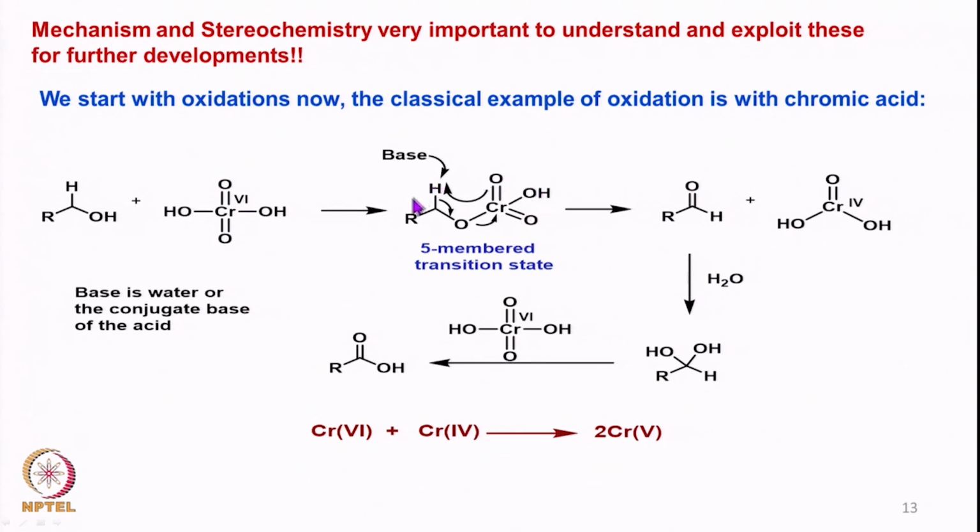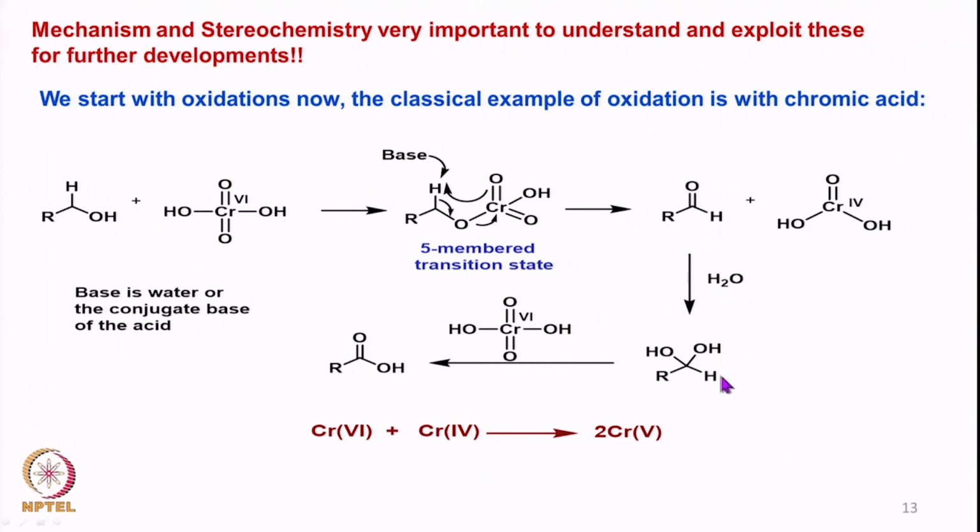So we would get an intermediate of this kind, because the alcohol here reacts with the electrophilic chromium 6 species, which leads to the formation of this particular chromate ester. Now it can undergo cleavage of this kind to lead to the formation of an aldehyde, either by the removal of the proton by a base which is present in the medium like water, or it can undergo a 5-membered transition state like this to form aldehyde and release chromium 4 species.